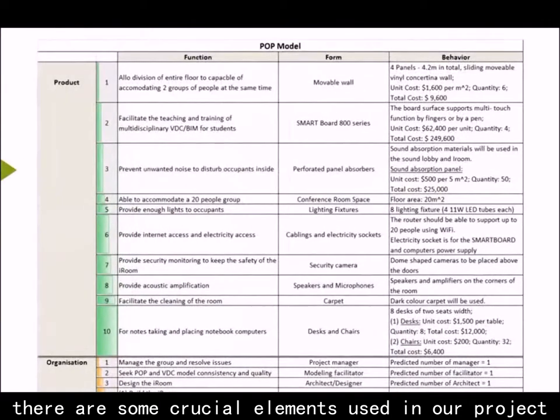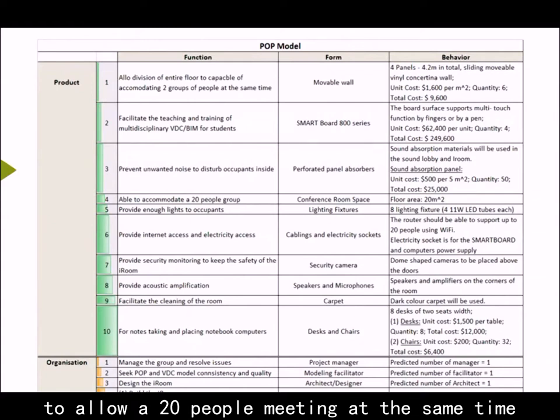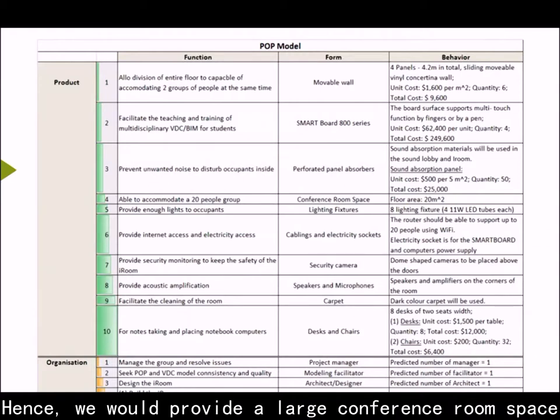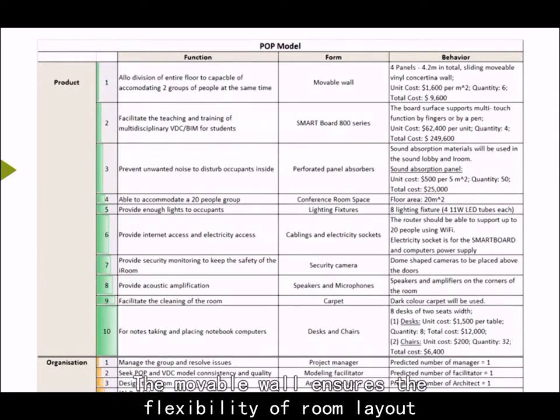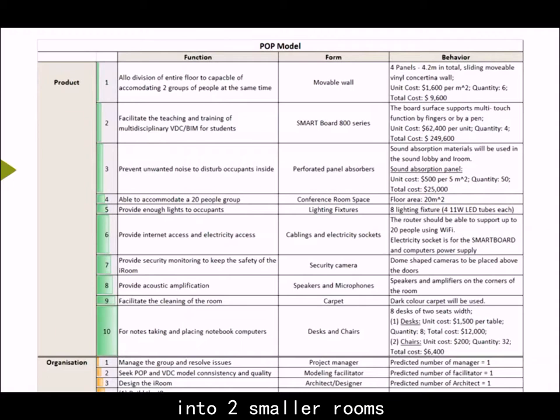There are some crucial elements used in our project. Our very first objective is to allow 20 people to meet at the same time. Hence, we would provide a large conference room space. The movable wall ensures the flexibility of the room layout so that the large room can be broken down into 2 smaller rooms.